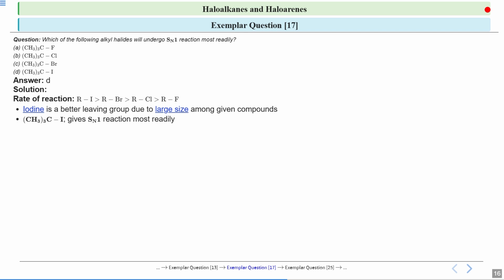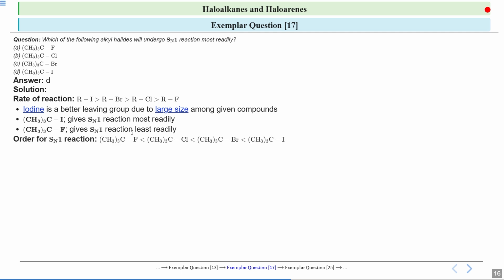But that is in the case when your alkyl groups are different. Here, in this question, your alkyl groups are the same. Then you look at the better leaving group. If you have the better leaving group in the molecule, then its reactivity will be faster. The rate of reaction will be faster with that molecule, right? So CH3 thrice C I will give the SN1 reaction most readily, and this alkyl fluoride will give the SN1 reaction least readily, least reactive.